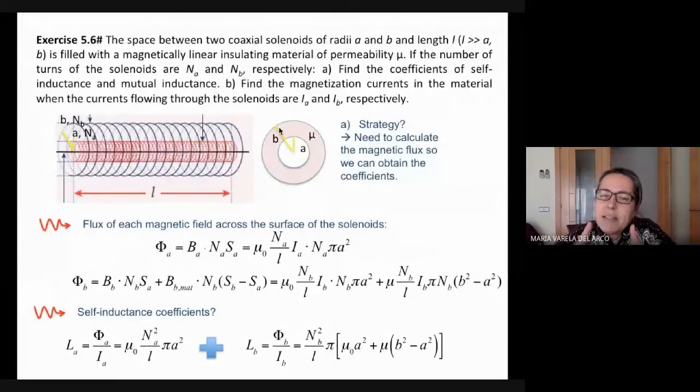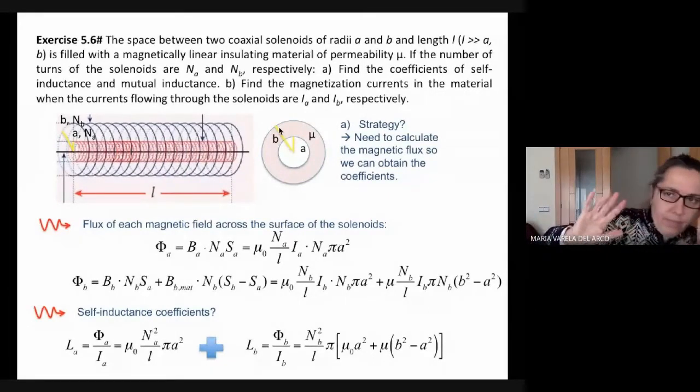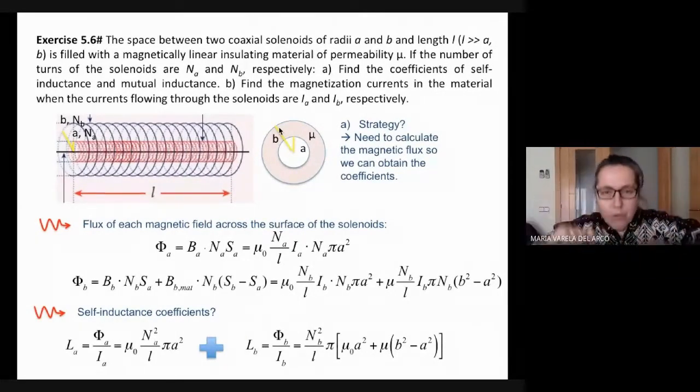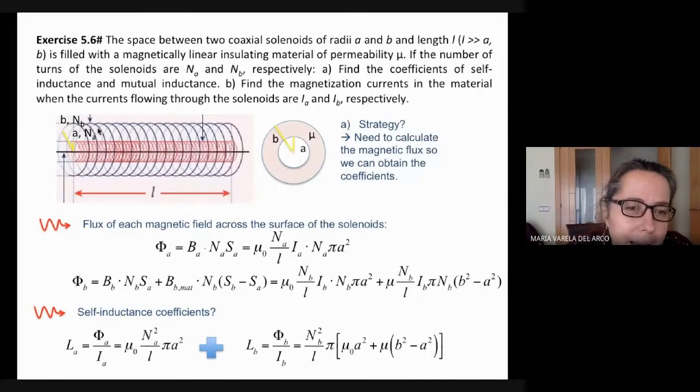And if anybody is thinking, because of some sort of twisted mechanism, why don't we have in here into account the fact that there is also a magnetic field inside the solenoid A due to IA, right?